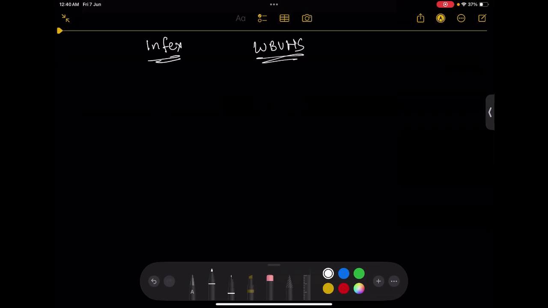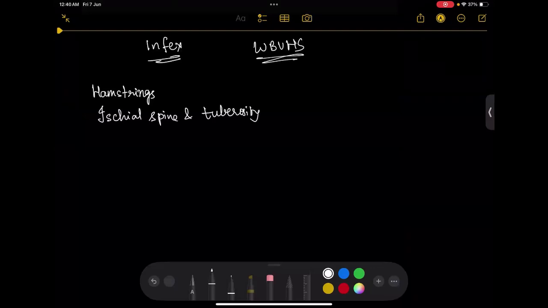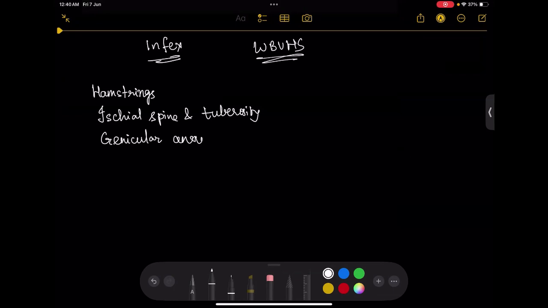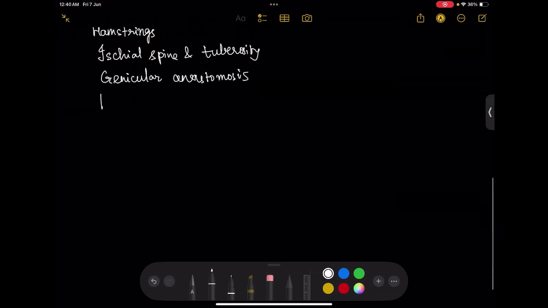I basically have a list which I'm writing down. First of all, the hamstrings are important. The ischial spine and tuberosity is important. The genicular anastomosis is important. I'm writing one topic after another, which are very high-yield for your upcoming examinations.